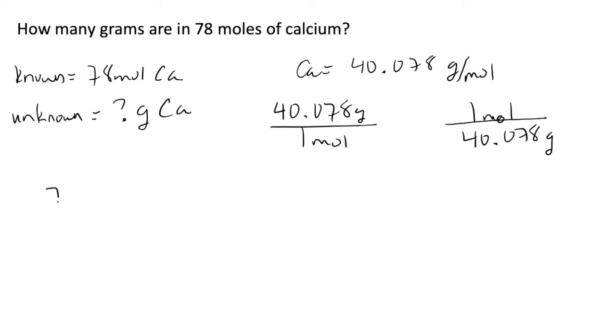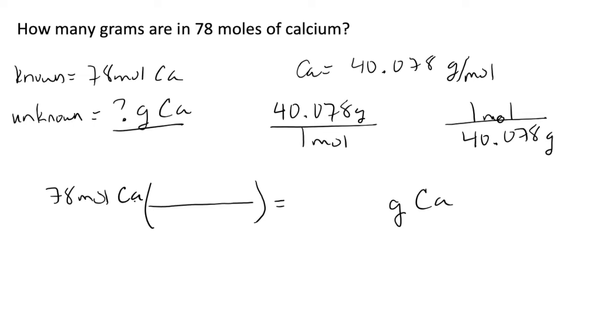We are given 78 moles of calcium. We always begin with what we're given. And we want to do something to that to convert it to grams of calcium, because that is what we want. So we want to cancel out moles and leave grams. In order to cancel out moles, moles would have to be on the bottom of our conversion factor and grams will need to be on top. So then that will match this conversion factor.